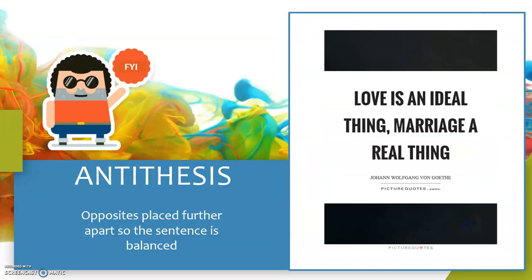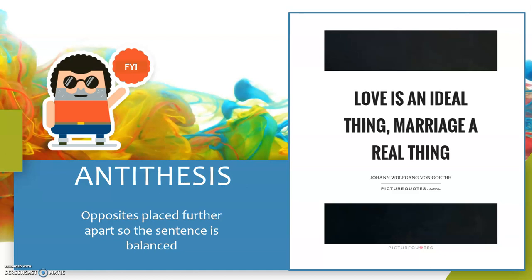The last one in this video is antithesis. Again, it's not one that you need to be too familiar with in grade 10, but it will certainly come up in language later on in your high school career. So antithesis is where opposites are placed further apart, kind of in a way that balances the sentence. Okay, so like a paradox, we've got opposite ideas, but they're placed on either side of the sentence so it balances well.